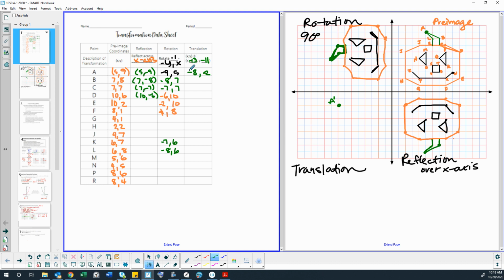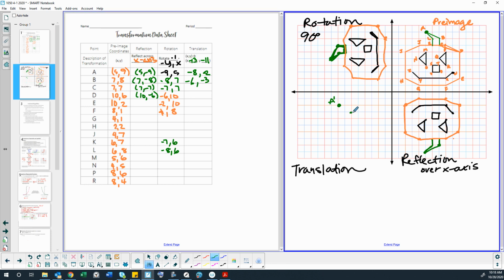And then our 7, 8 would be negative 6, negative 3. So let's put a point there. Negative 6, negative 3. So you can see we're starting to get that stem in there. And then our pumpkin will go down here, and it'll just be that jack-o'-lantern moving from the first quadrant to the third quadrant.